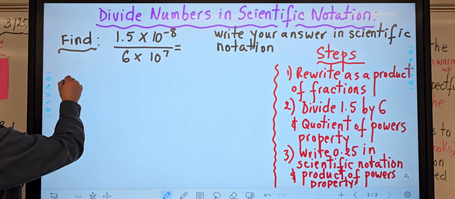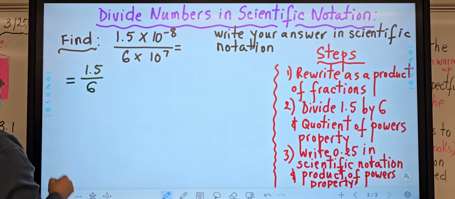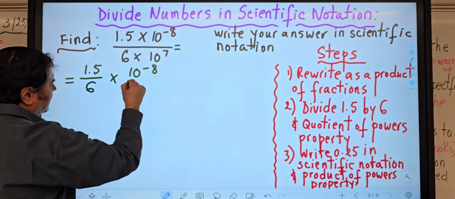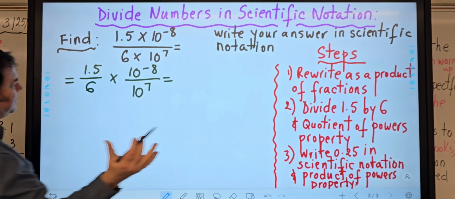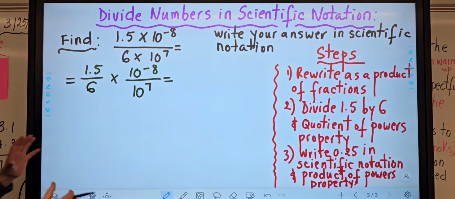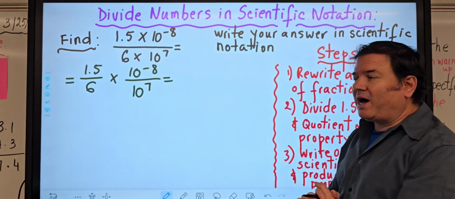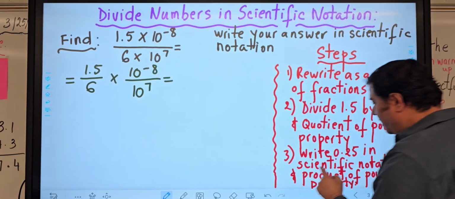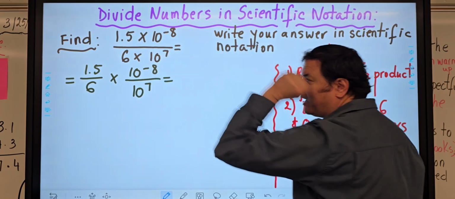This is the same thing as 1.5 divided by 6 times 10 to the negative 8 divided by 10 to the positive 7. Is the same thing. But now we can see that we have the whole numbers here. We are going to divide 1.5 divided by 6. And then we are going to use the quotient of power property. It's one of the steps here in order for us to simplify that fraction.